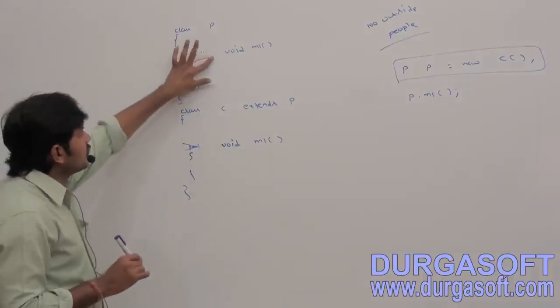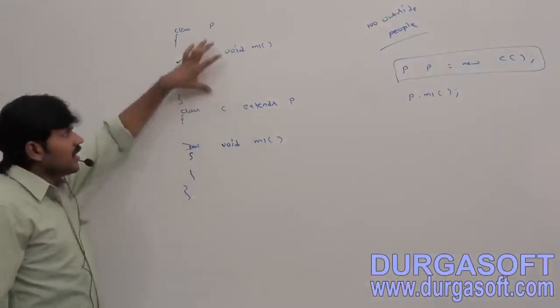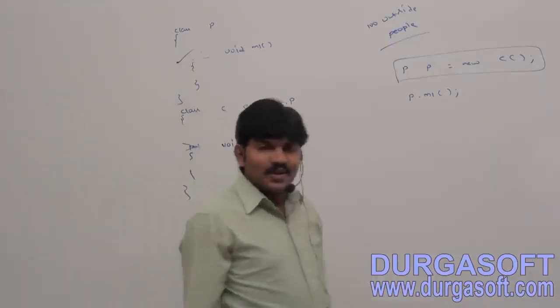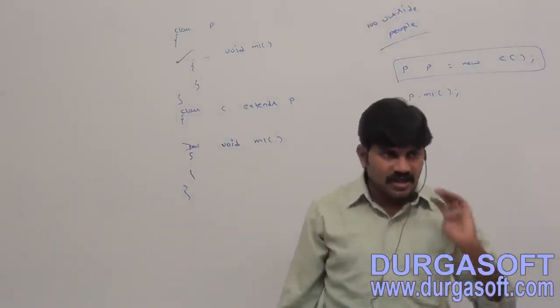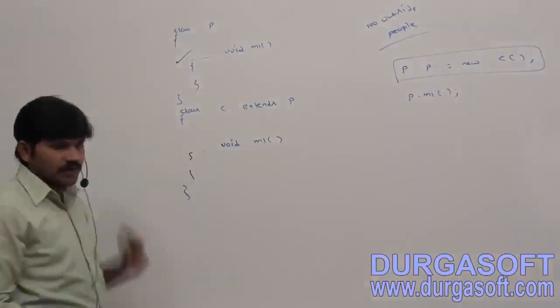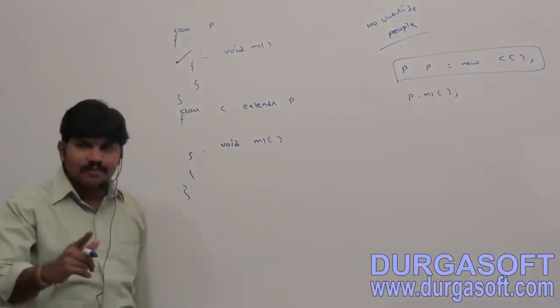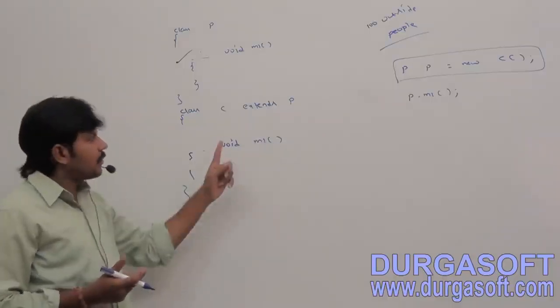Suppose the parent class method is default. Who can access this method? The people who belong to the same package can access. Now I am keeping the same default only. Then can the same set of people access this method or not? Yes, no problem at all. The same set of people can access.